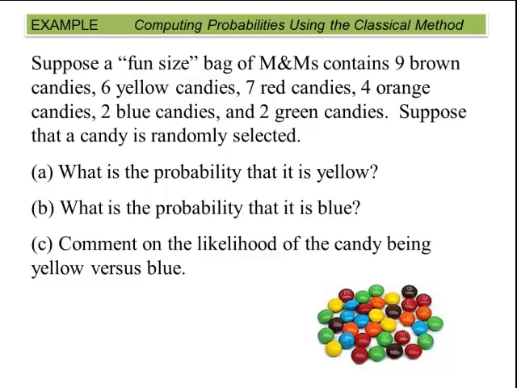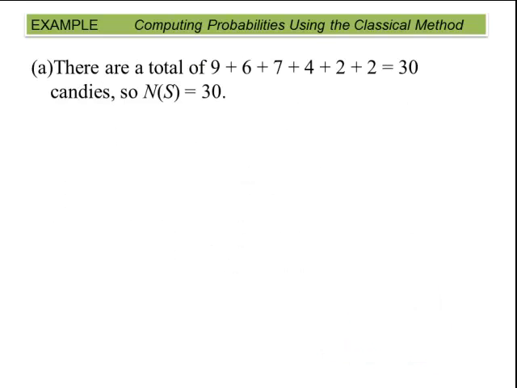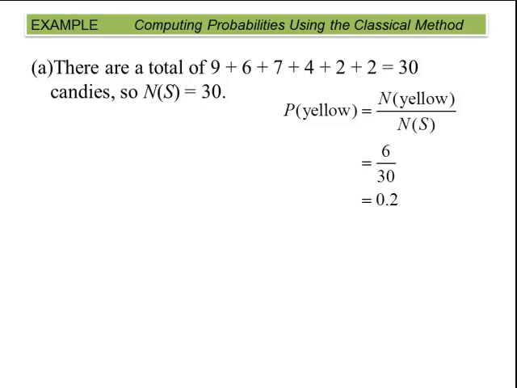We're going to use the classical method for this one. Each candy has an equal chance of being selected. So we simply count the number of yellow and divide it by the total number. So if we look at the total number of outcomes, it's 30. There were 6 yellow, so 6 divided by 30 is 0.2 or 20%.